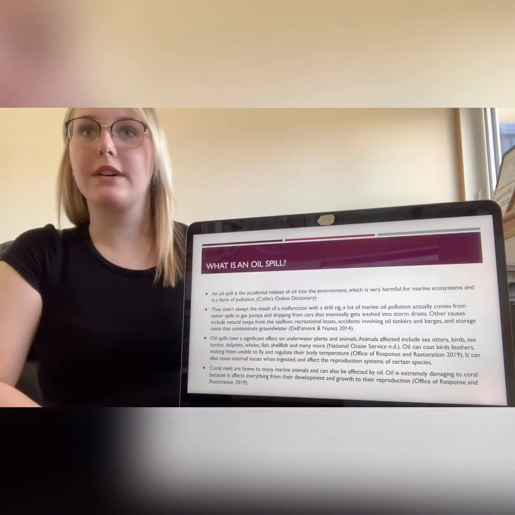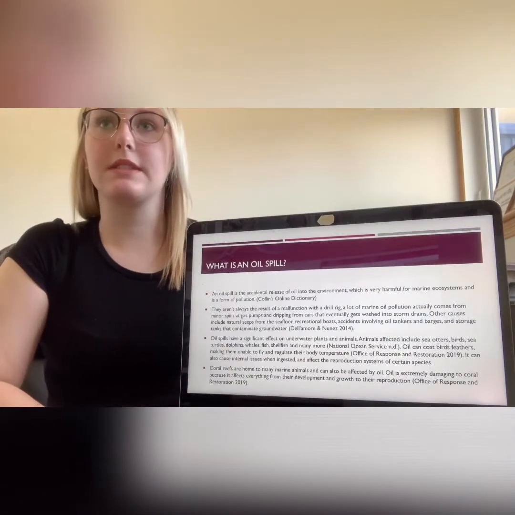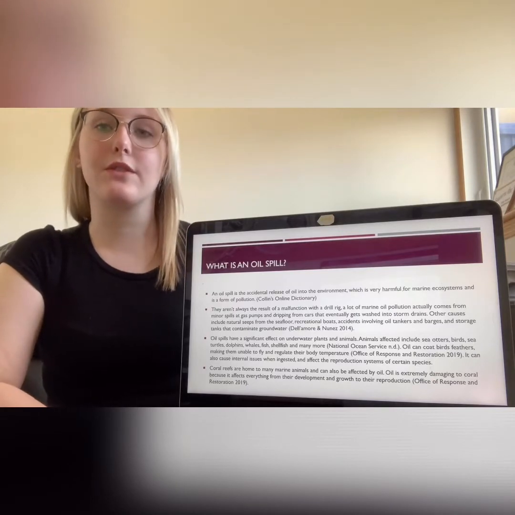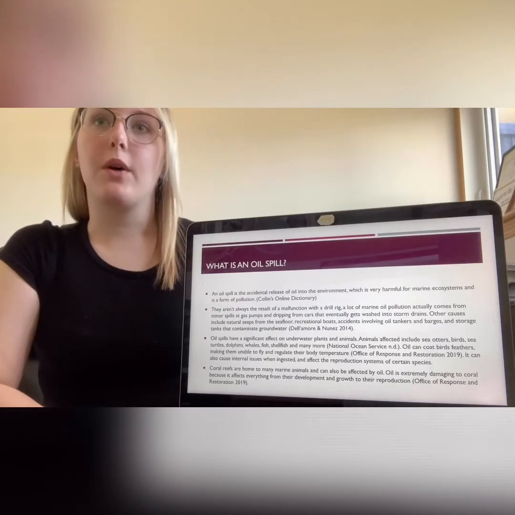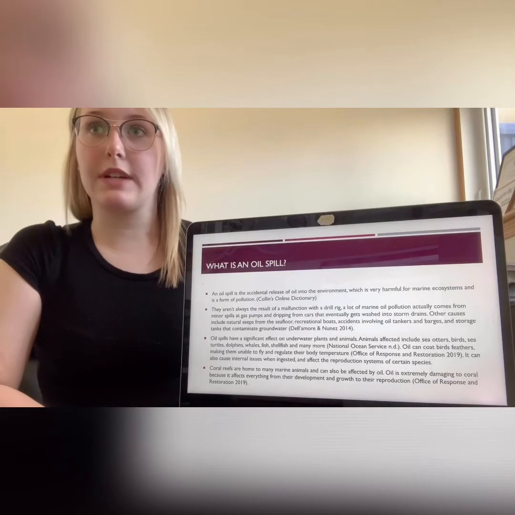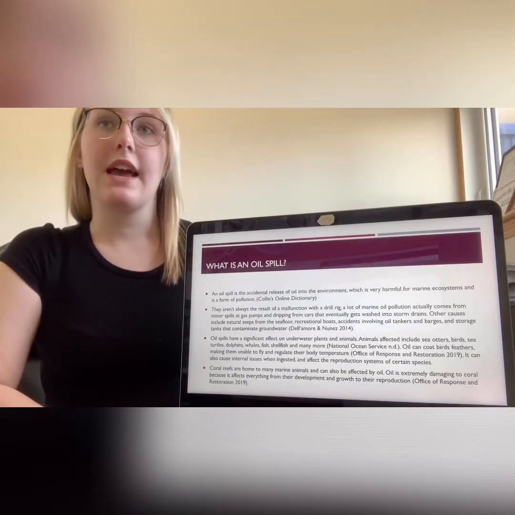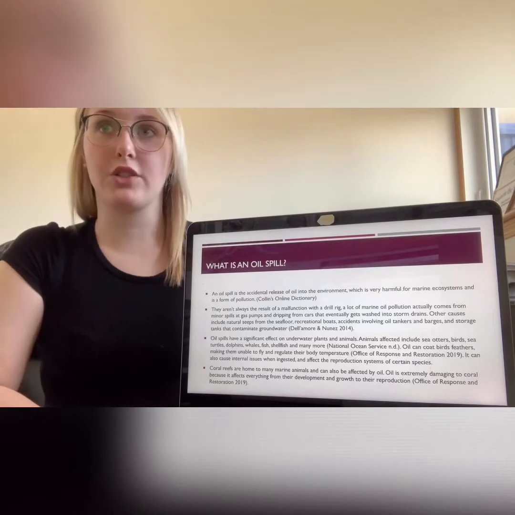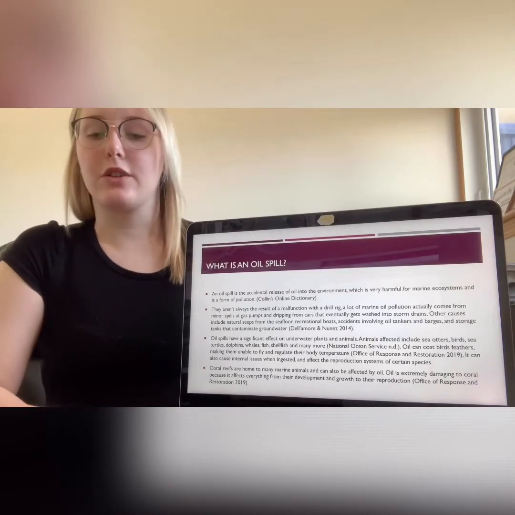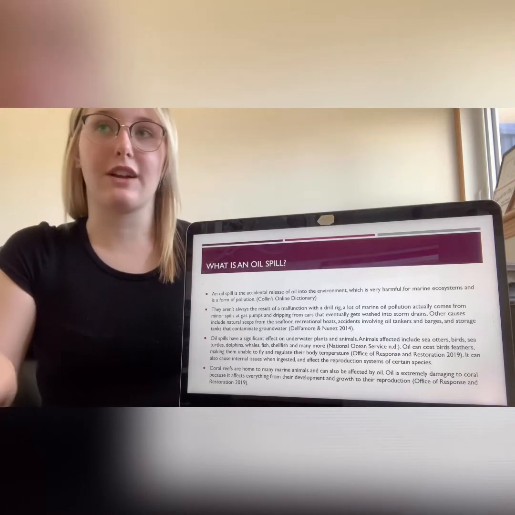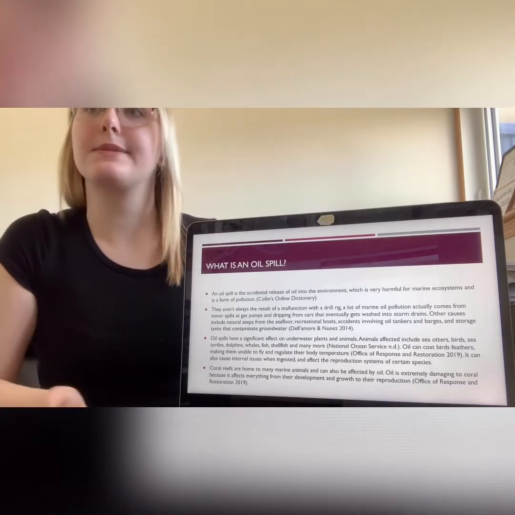What is an oil spill? An oil spill is the accidental release of oil into the environment, which is very harmful for marine ecosystems and is a form of pollution. They aren't always the result of a malfunction with a drill rig, and a lot of marine oil pollution actually comes from minor spills at gas pumps and dripping from cars that eventually gets washed into storm drains. I think that shows that just because we aren't on the coast doesn't mean we don't have an effect on our oceans, because our water eventually gets there anyways.